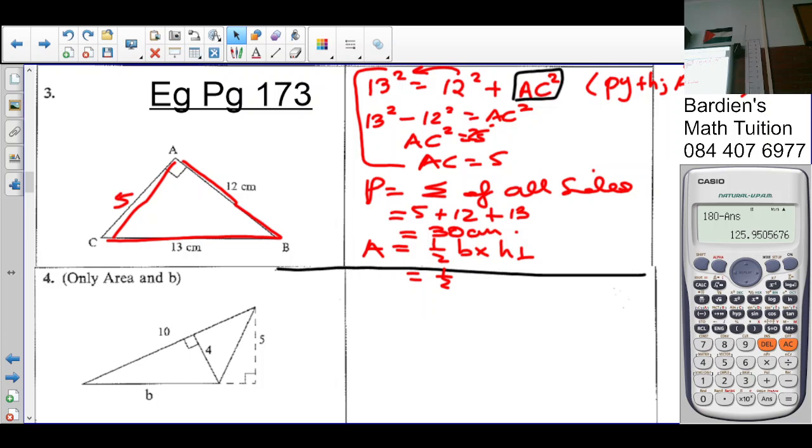So, what is the base? 12 times what's your perpendicular? 5. Or it could have been the other way around. So 5 times 12, sorry. Do you understand, people? So work that out, which gives you 30 centimeters. Right, you guys understand?